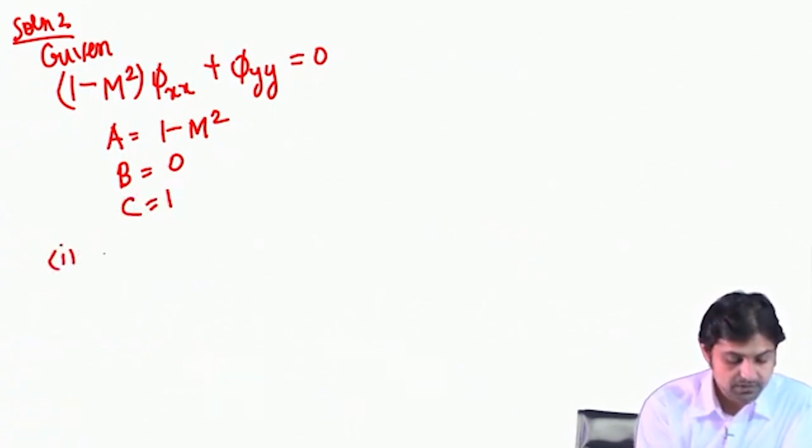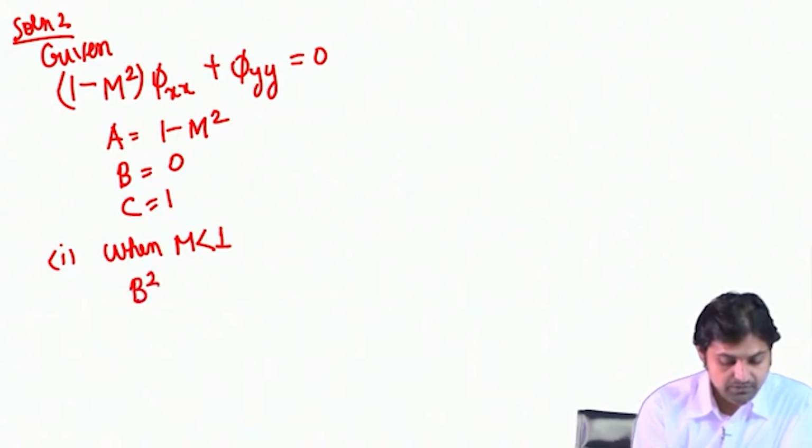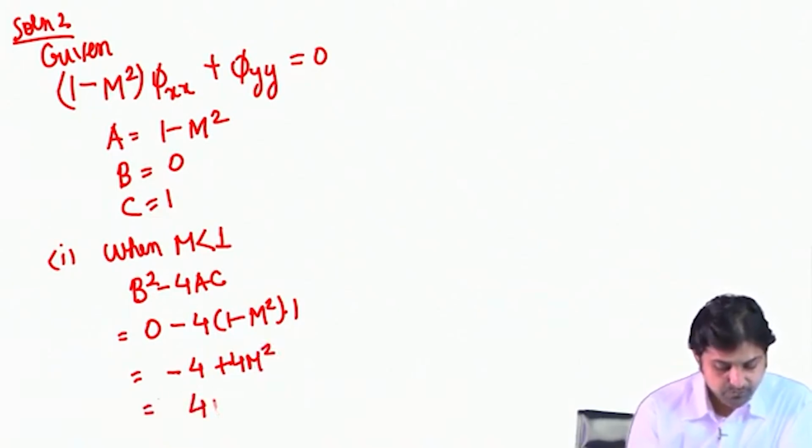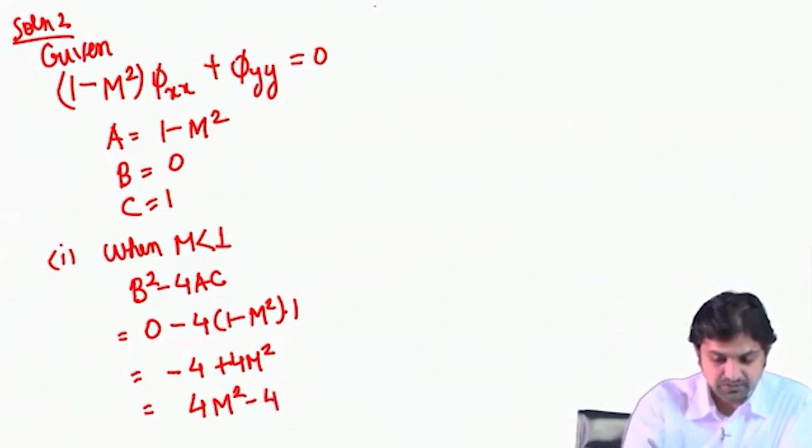So the first part, we say when m is less than 1, we have to calculate the value of b square minus 4ac. So b is 0, so 0 minus 4, a is 1 minus m square, into 1. So minus 4 plus 4m square, or 4m square minus 4.